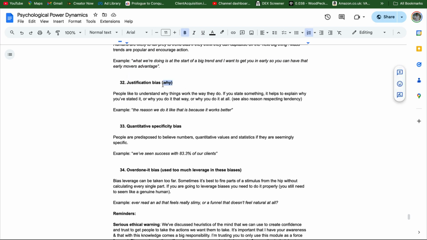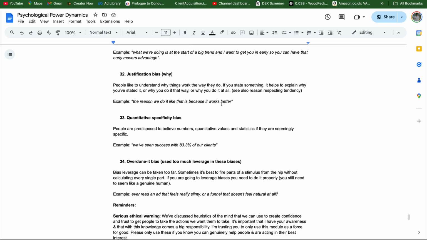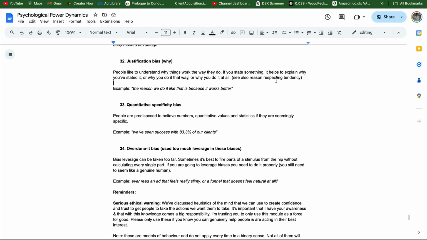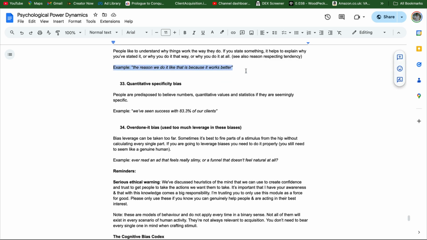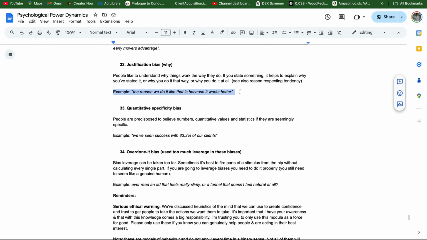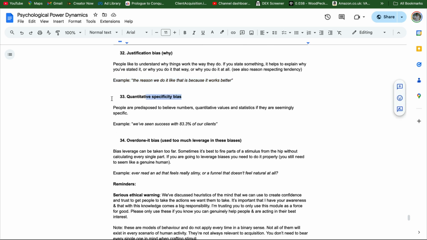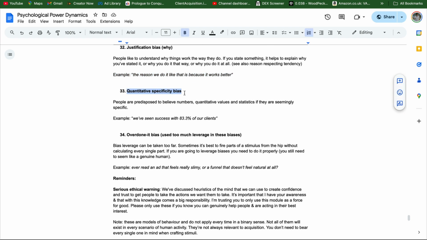32, justification bias. Why? People like to understand why things work the way they do. If you state something, it helps to explain why you stated it, or why you do it that way, or why you do it at all. See also reason, respect, and tendency to understand that even further. Example, the reason we do it like that is because it works better. The reason why you need to build your inbound system is because it's going to get you X, Y, Z results, whatever.